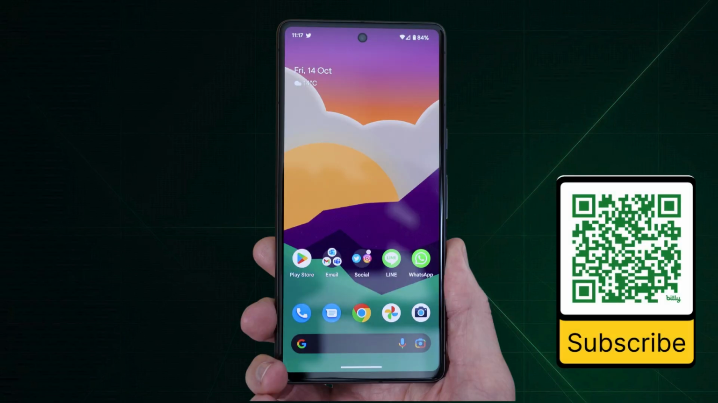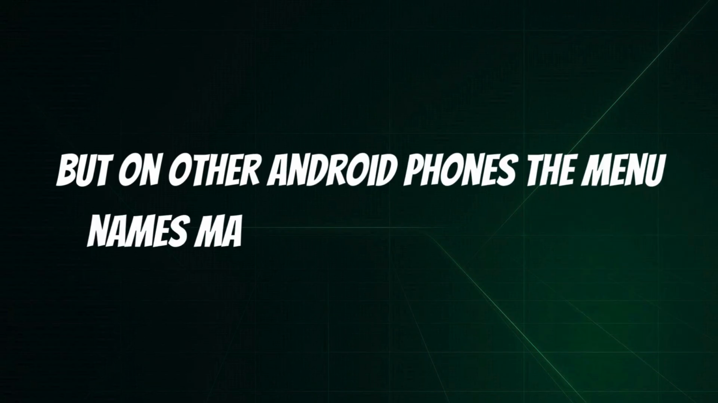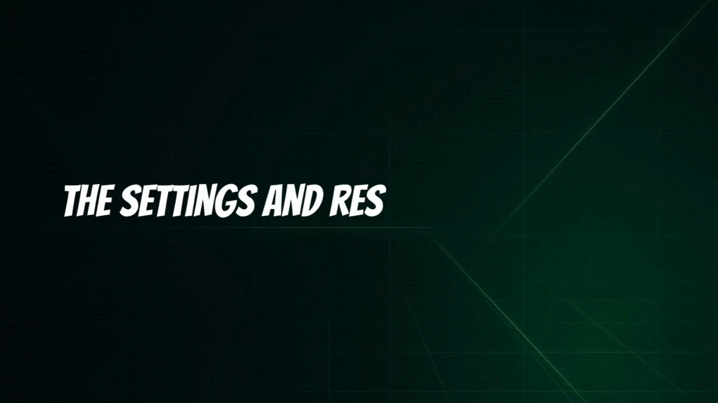I'm using a Google Pixel, but on other Android phones, the menu names may look slightly different. The settings and results are the same.